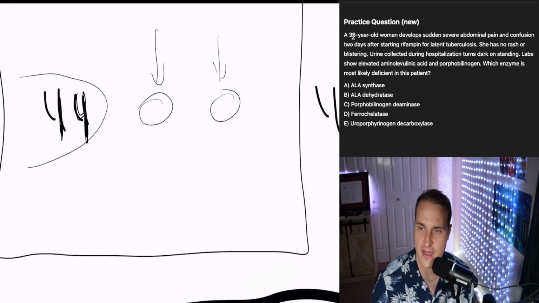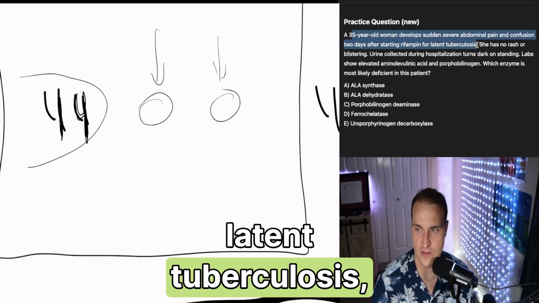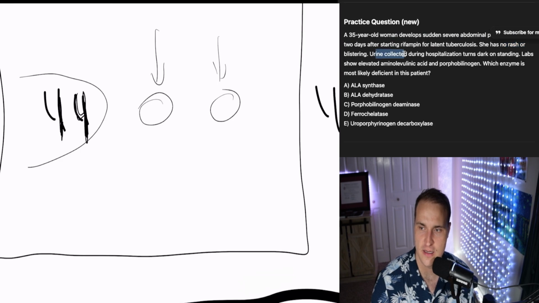So in this question, we have a 35-year-old woman developing severe abdominal pain and confusion 2 days after starting rifampin for her latent tuberculosis. She has no rash or blistering. Urine collected during hospitalization turns dark. Labs show elevated aminolevulinic acid and porphobilinogen. Which enzyme is deficient? Porphobilinogen deaminase.